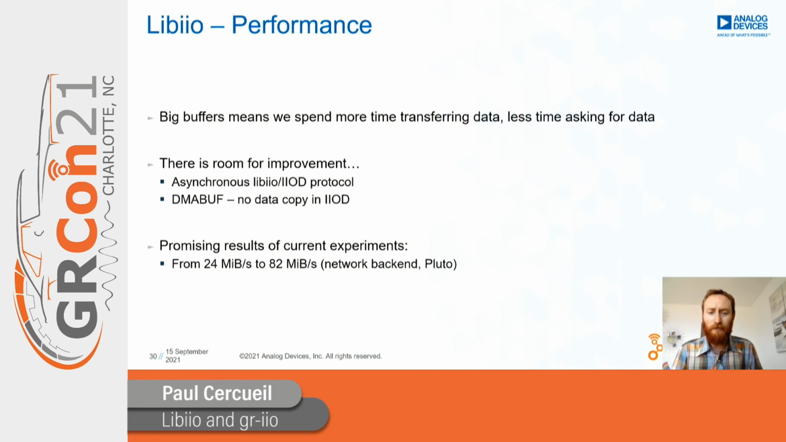So there is really room for improvement using an asynchronous protocol and using a better mechanism inside the IIO daemon based on DMA buff, as I talked about before, so that there is no data copy within IIOD itself. And so far we've had promising results with current experiments. It went from 24 megabytes per second peak to maybe 82 megabytes per second on the network backend with the PLUTO.